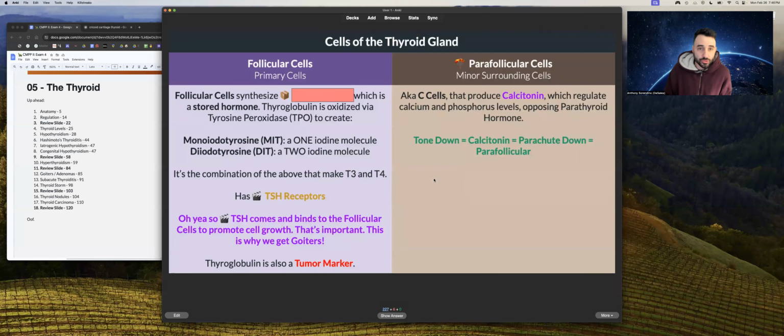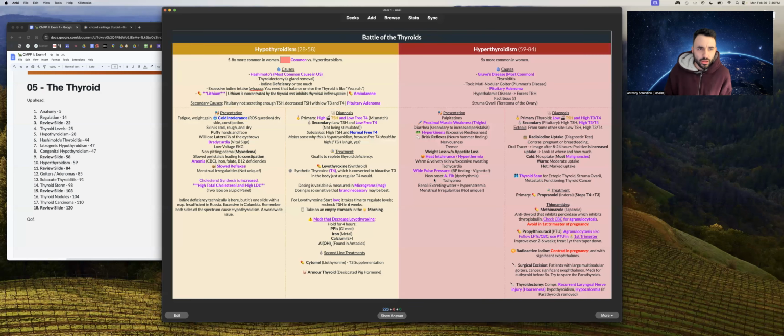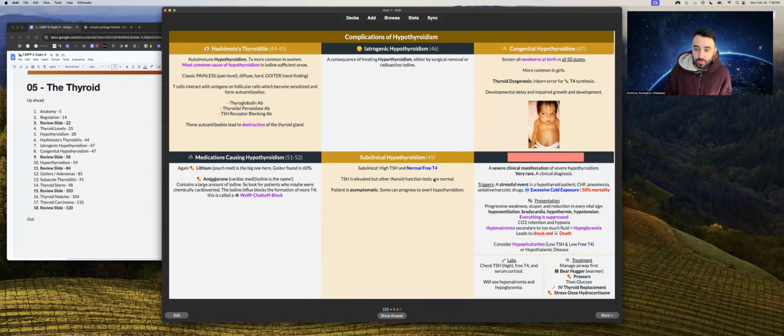All right, so the actual anatomy of the thyroid gland. Follicular cells synthesize a storage hormone called, I don't remember the name of it, thyroglobulin. Okay, not a store. Oh, yeah, stored hormone. 5 to 8 times more common in women. Hypothyroidism is more common. I doubt the question will be that easy, but at least we know that.